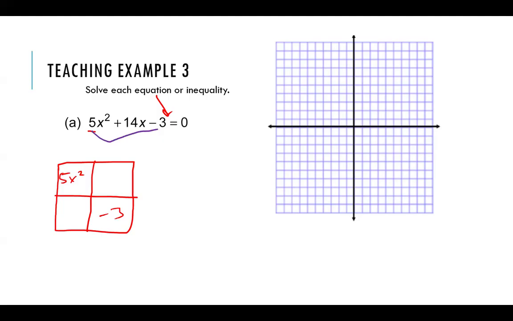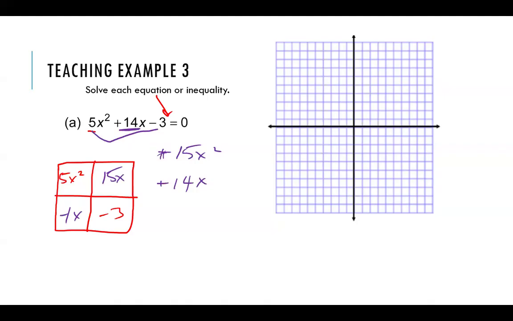So you're going to ask yourself what multiplies to give you 5x squared times 3, which is 15x squared. So you're looking for what multiplies to give you this, but adds to give you your middle term because you're replacing the 14x. So what two numbers would multiply to give me 15x squared, but add to give me 14x? There we go. You would have 15x and -1x. And those are the numbers that go in the box.